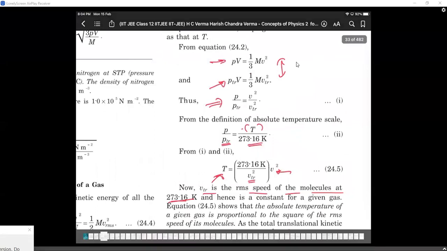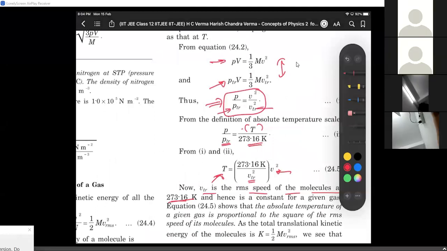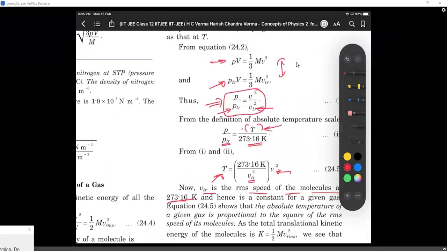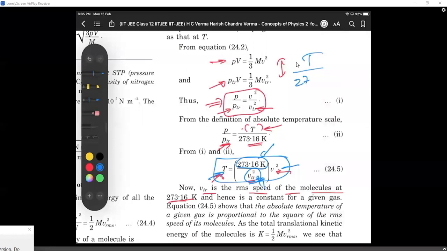So it's like you take this point, you introduce specific pressure, specific VRMS, or you take specific temperature, specific pressure. From that they come with these 2 points, right? The temperature related to VRMS and VRMS at some other temperature, which is nothing but 273.16. At this specific temperature we have this. It's just a proportionality ratio: T by 273.16 equals V square by V triple point square.